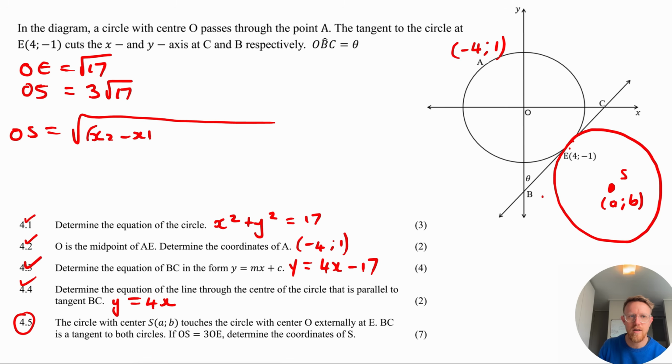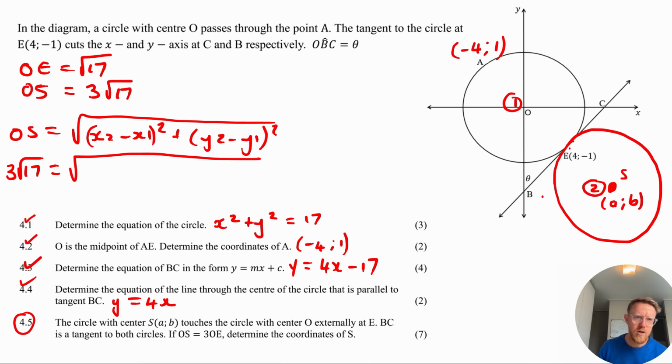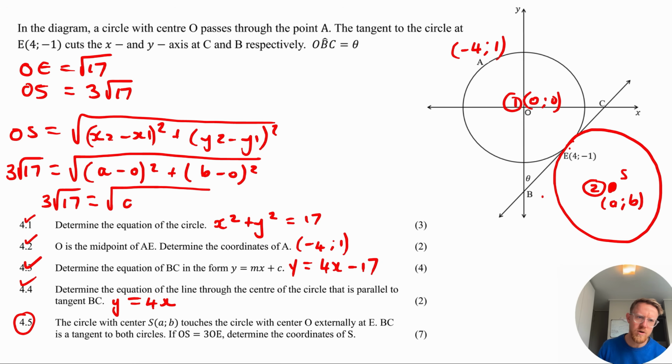x2 minus x1 squared plus y2 minus y1 squared. So we know the distance already is 3 square root 17, because now we're looking at this length over here. So this could be our point number 1, this could be our point number 2. And so if we fill that all in now, we could say A minus 0 and then B minus 0, because remember these coordinates here are 0 and 0, squared. Now if we simplify that a little bit, we end up with the square root of A squared plus B squared.